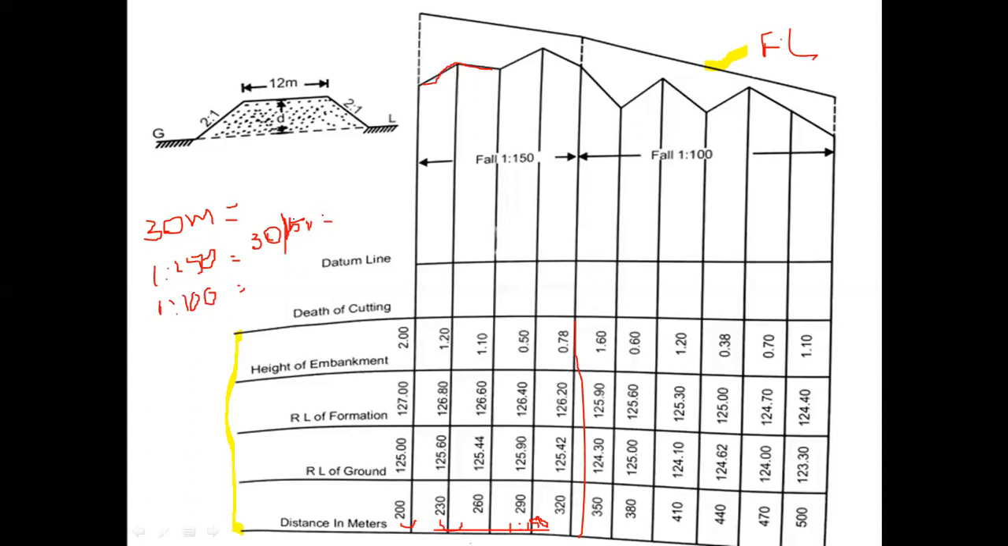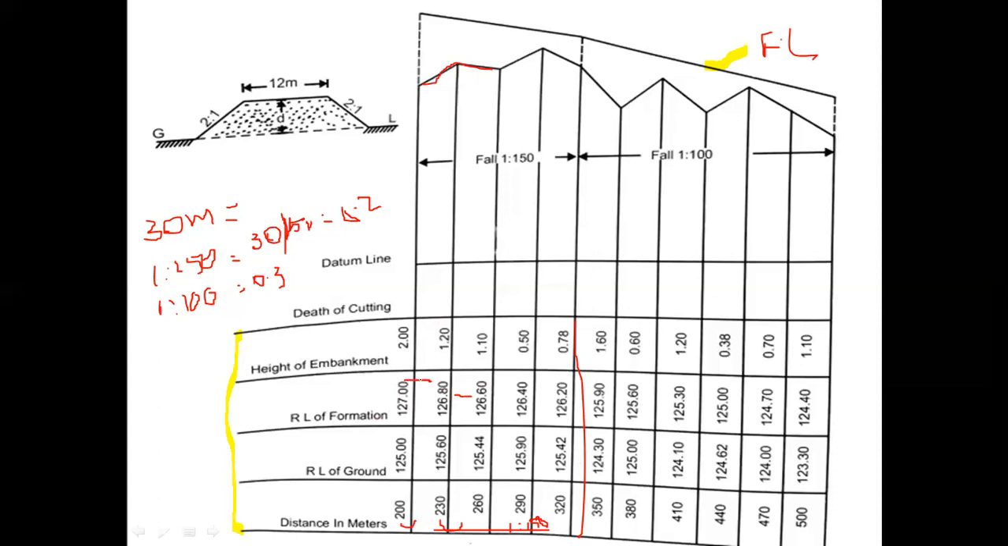That is equal to 0.20, and 30 by 100 is 0.3. So add the RL formation. 0.20 is less: 127 minus 0.2 is 126.80, and less 0.2 is 126.60.